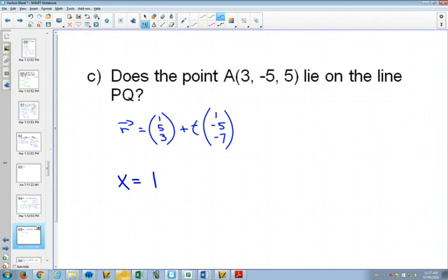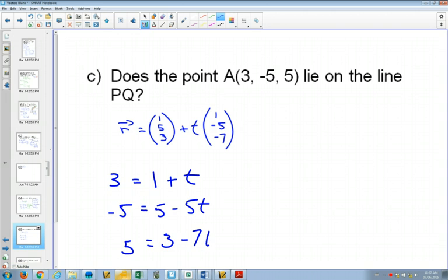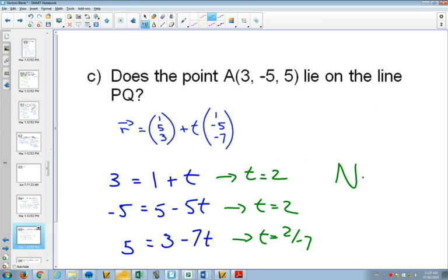All right, so here are our parametric equations. Well, I'll just put the point in right away. So we're checking when x is 3, it should equal this. 5 and 5. So here we get t is equal to 2. And the second one, t is equal to 2. And then the third one, t is still equal to 2 over negative 7. So just like the last point, the answer is no.